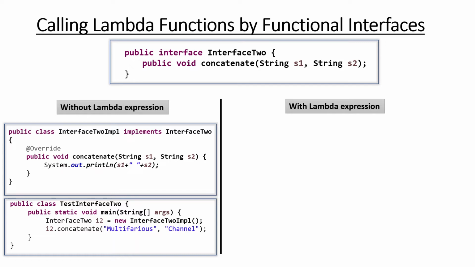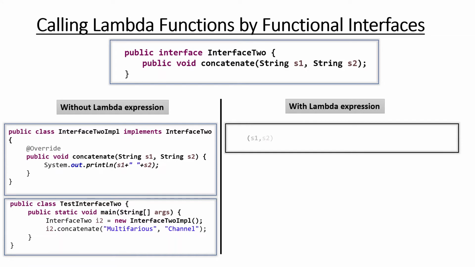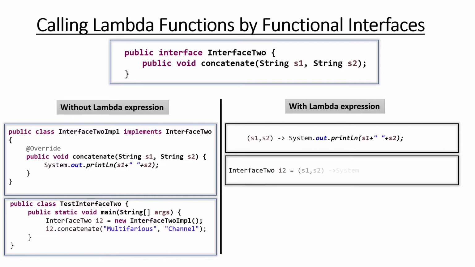Let us see how. What we'll do is, first we'll convert this method concatenate to a lambda expression. So the function concatenate can now be written as s1, s2 arrow, which prints System.out.println(s1 + s2). Since we have studied that functional interfaces act as a type for a lambda expression, we'll use this functional interface to hold our lambda expression. So the statement will become Interface2 I2 equals s1 comma s2 arrow System.out.println(s1 + s2).